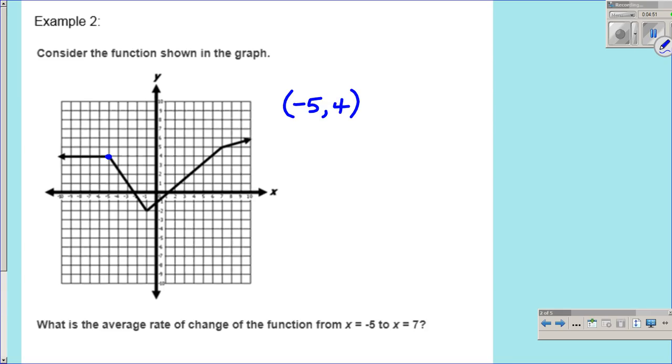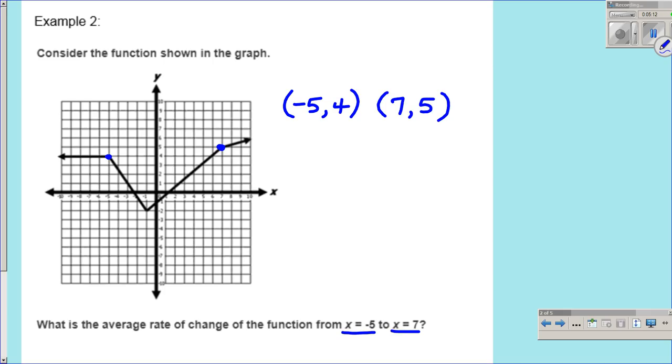We are looking at the average rate of change from x equals negative 5 to x equals 7. So now we need to go right 1, 2, 3, 4, 5, 6, 7, and up 1, 2, 3, 4, 5. So this ordered pair is located at 7, 5.